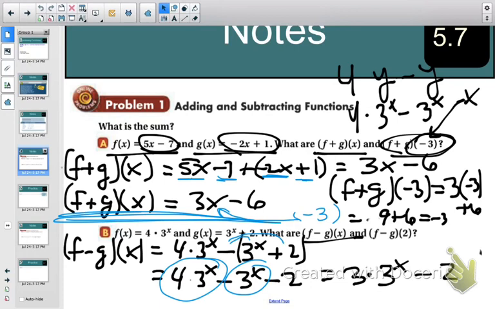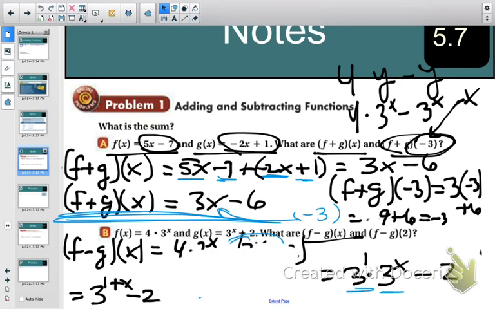Okay, you could probably leave it like that, but if you notice, this 3 and this 3 have the same base. So this is 3 to the first times 3 to the x. When they have the same base and they're being multiplied, we can just add the exponents. So we can say this is the same as 3 to the 1 plus x, and then subtract 2. I'm kind of running out of room here. Let me erase this. So you can say 3 to the 1 plus x, or x plus 1, subtract 2. It's going to be what the function is.